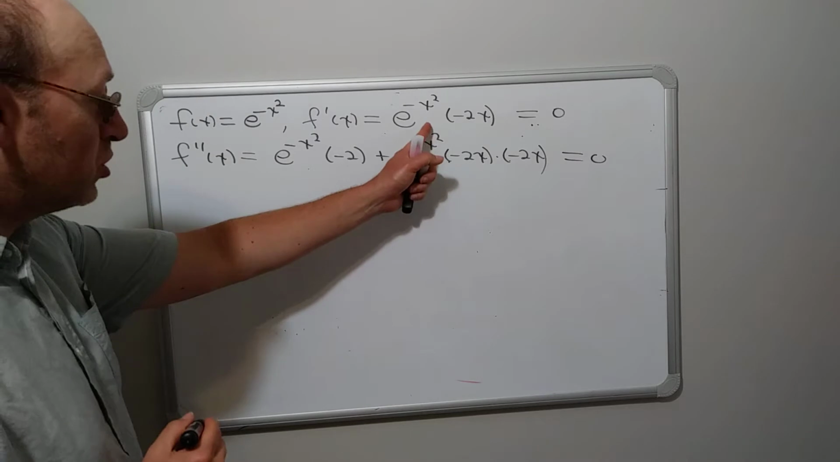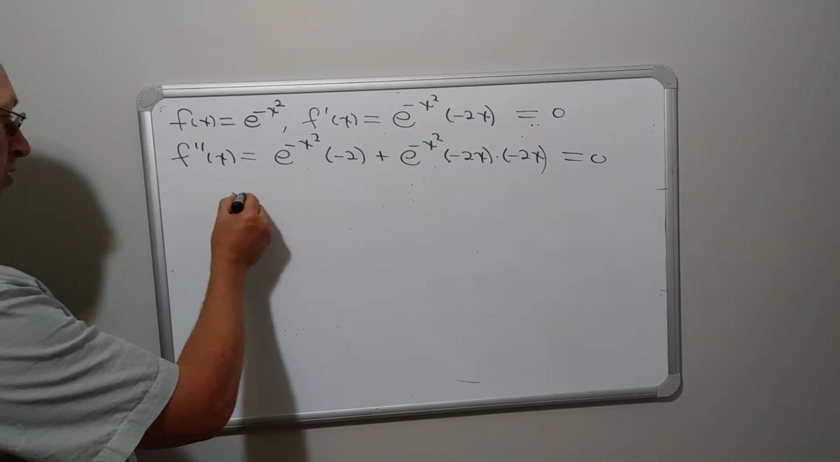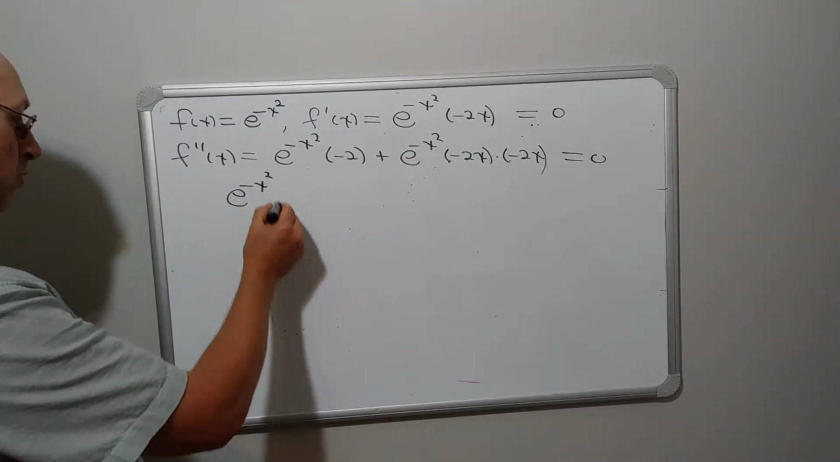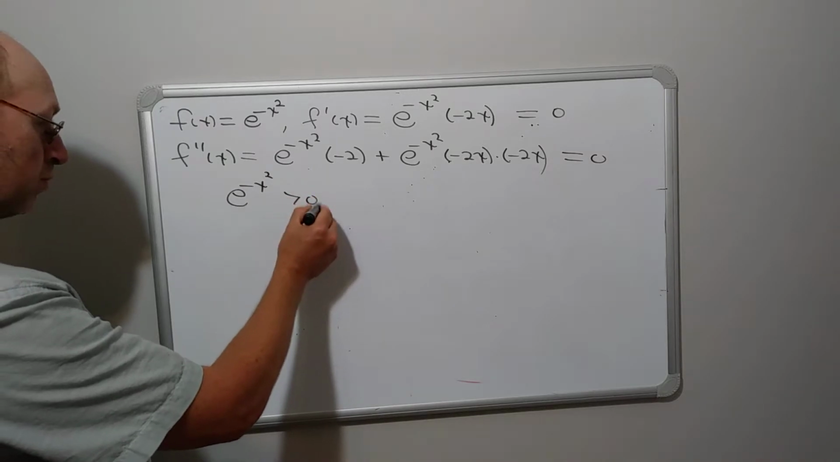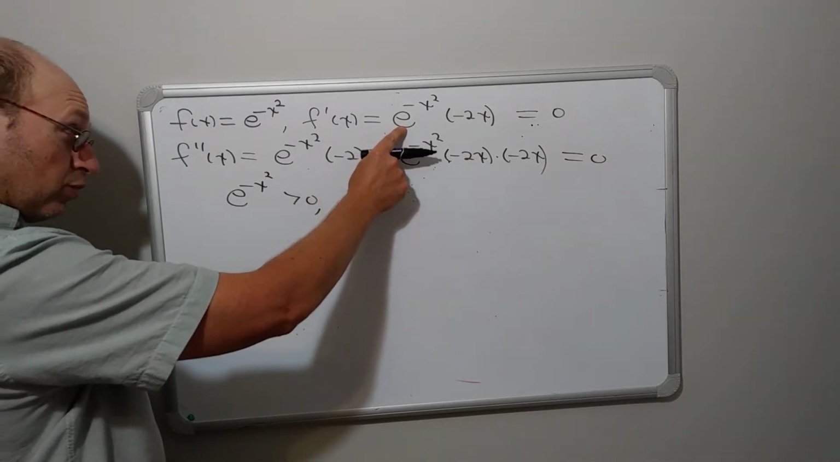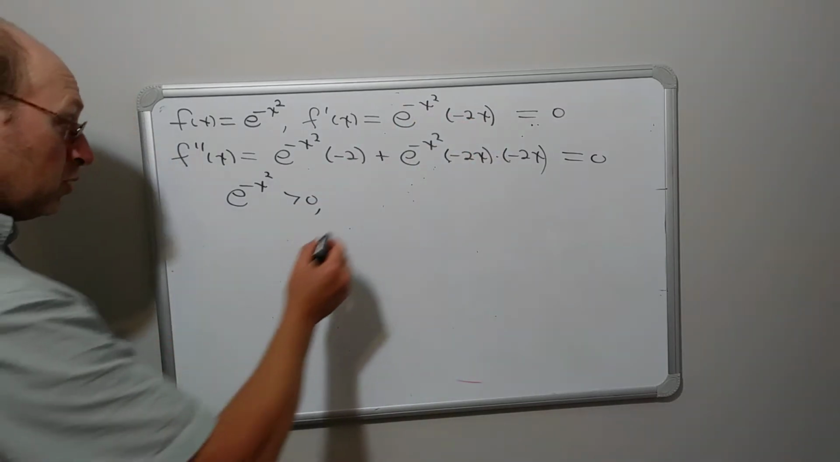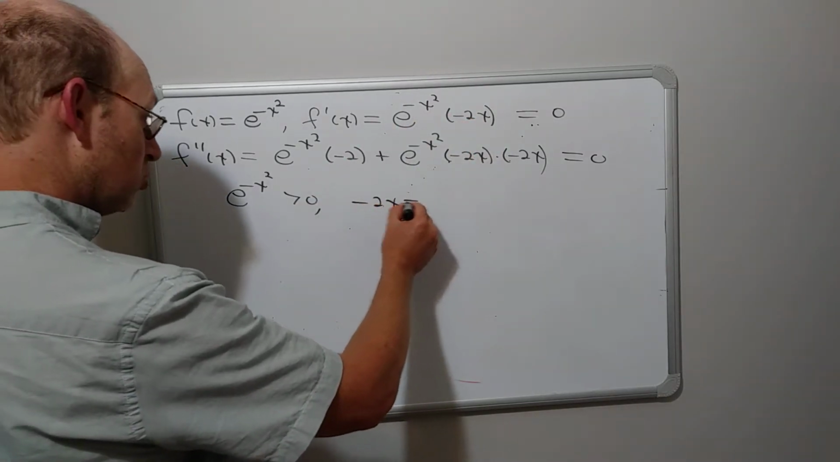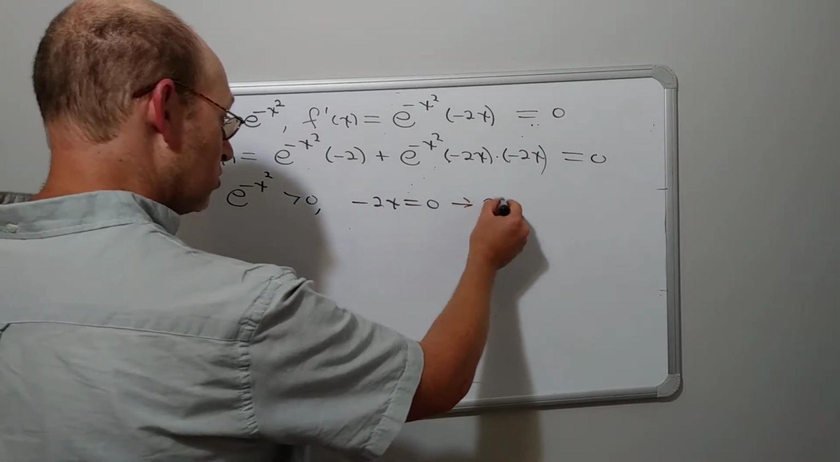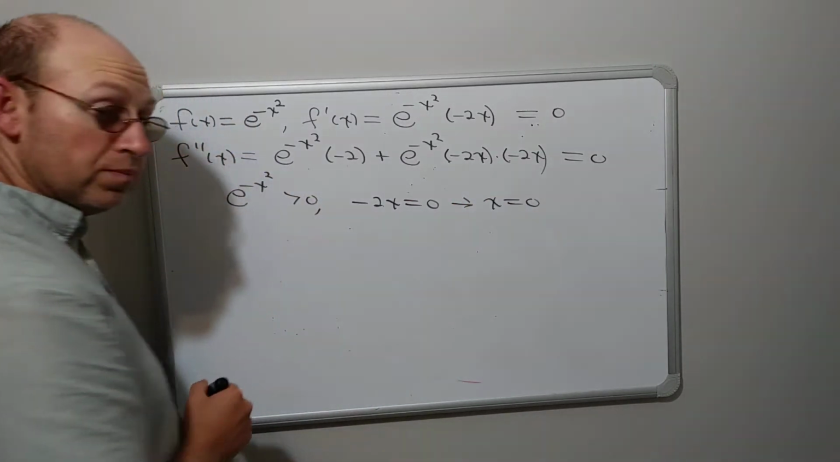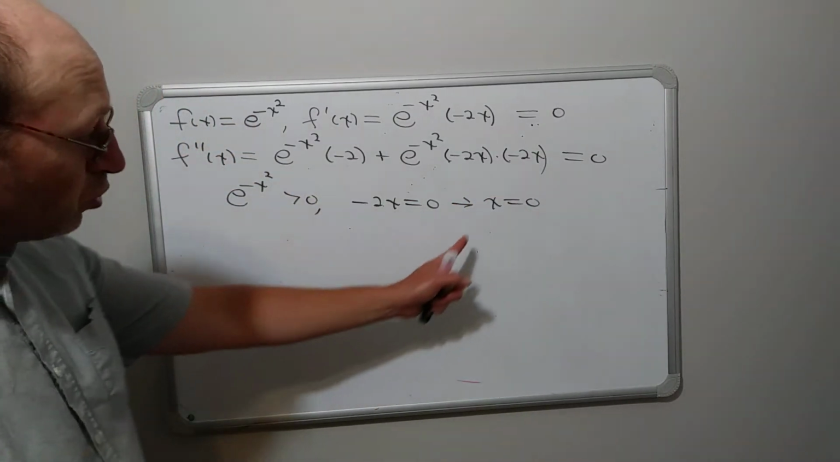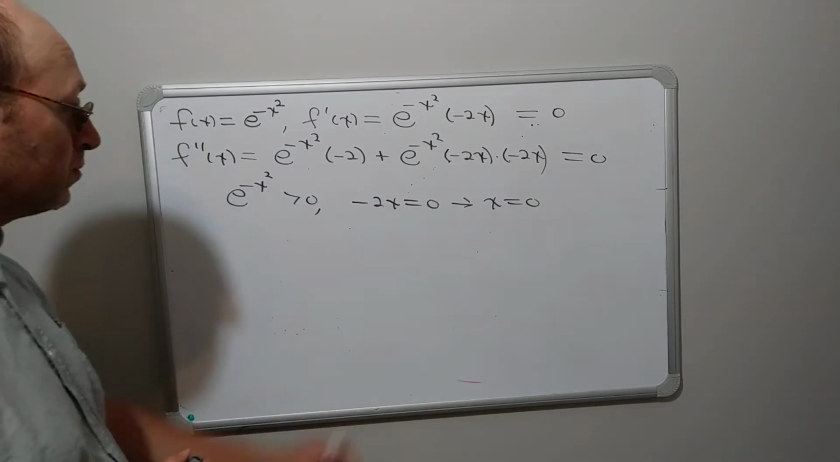First one is rather easy. So e to the minus x squared is always greater than 0. No zeros can ever come from the exponential. So the only zeros come from there. So negative 2x is 0, which implies x is 0. That's the only critical number, x equals 0.